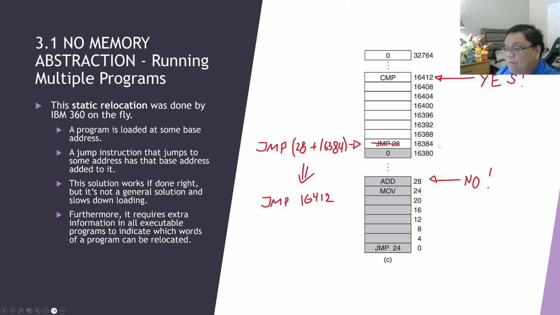To translate that into a physical address, you need to take this 28 and then add 16384 because that's where our program starts. This is static relocation. It requires that we do an addition operation before we make our jump. Although this mechanism works with preventing processes from accessing other processes' memory, it slows down the program because every time we need to do a memory access, we need to do an addition operation.